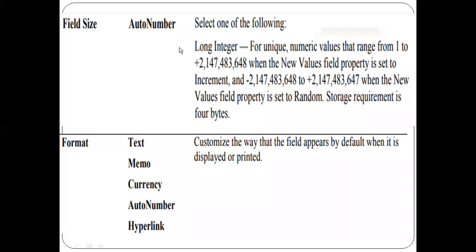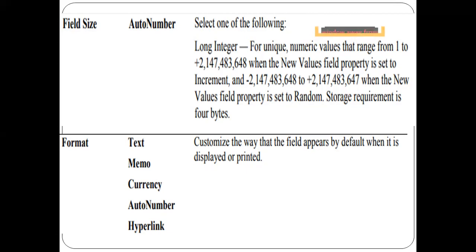Now the first one which we had studied in data type was auto number. In auto numbers, you can have long integers where you can have unique numeric values ranging from 1 to 2,147,483,647, such a big number. But here it will be only integers. You cannot have decimals. And the size for it is 4 bytes. So if you want the auto number in decimals, you cannot use auto number over here. There you have to use either single or double or decimal.